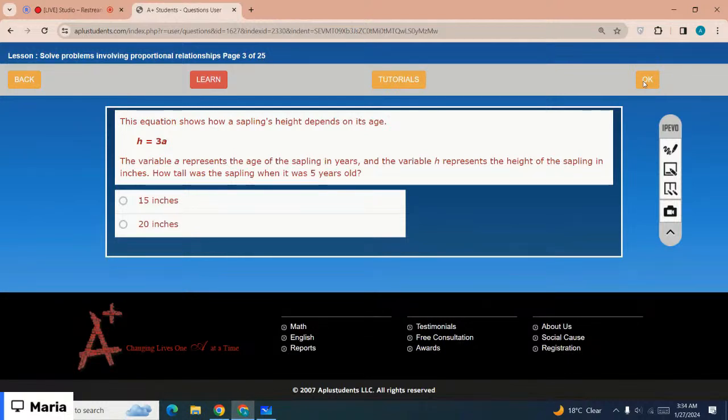The next one: this equation shows how a sapling's height depends on its age. h equals 3a. The variable a represents the age of the sapling in years and the variable h represents the height of the sapling in inches. How tall was the sapling when it was 5 years old? So which is the correct option?